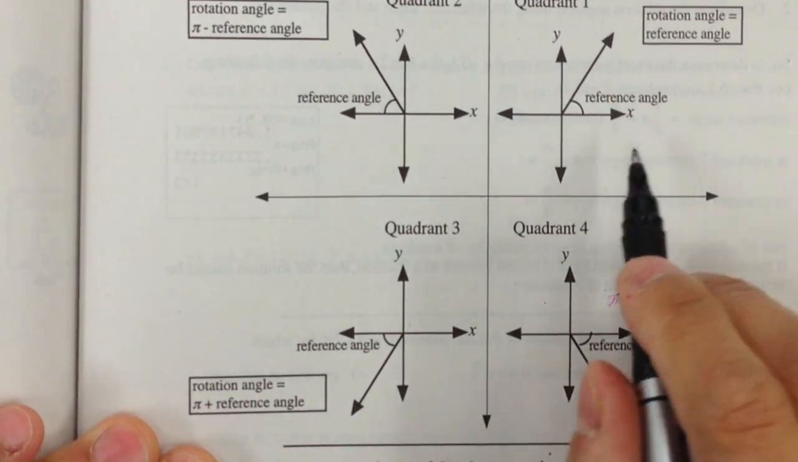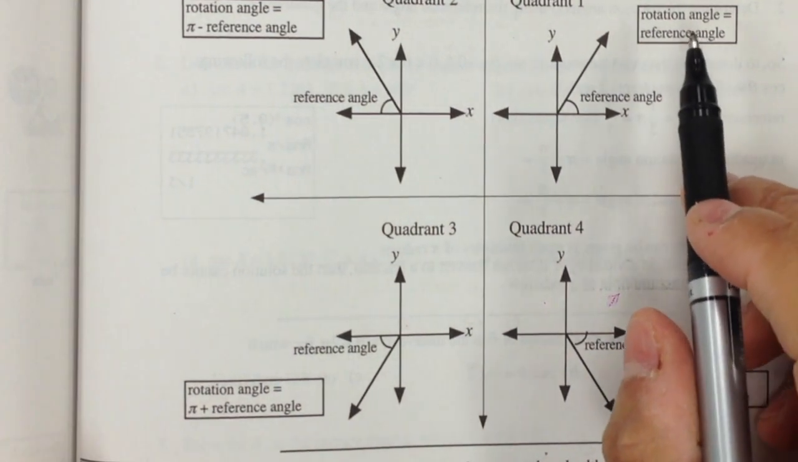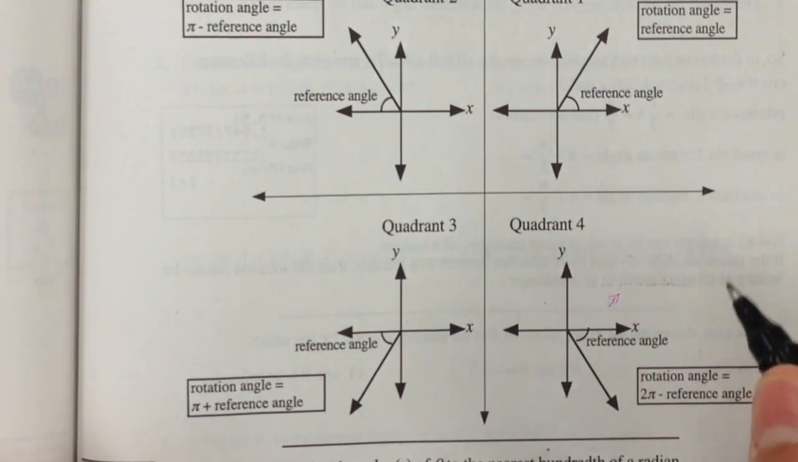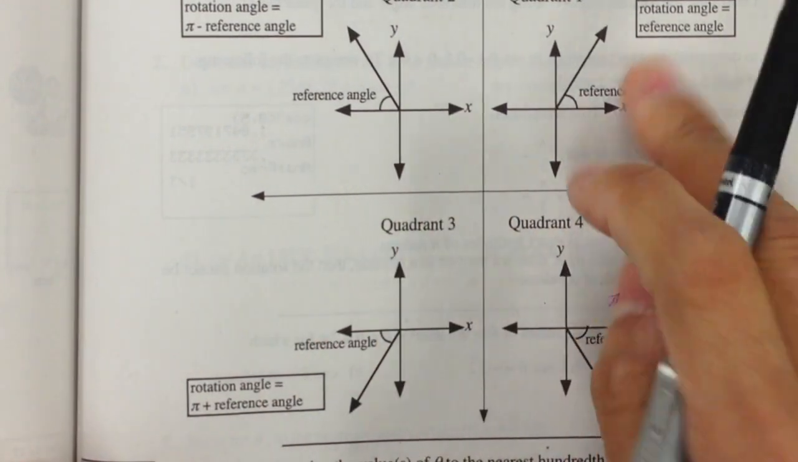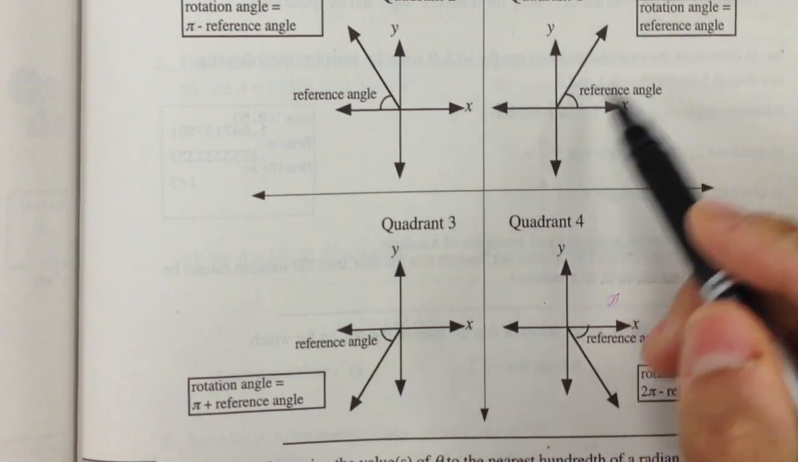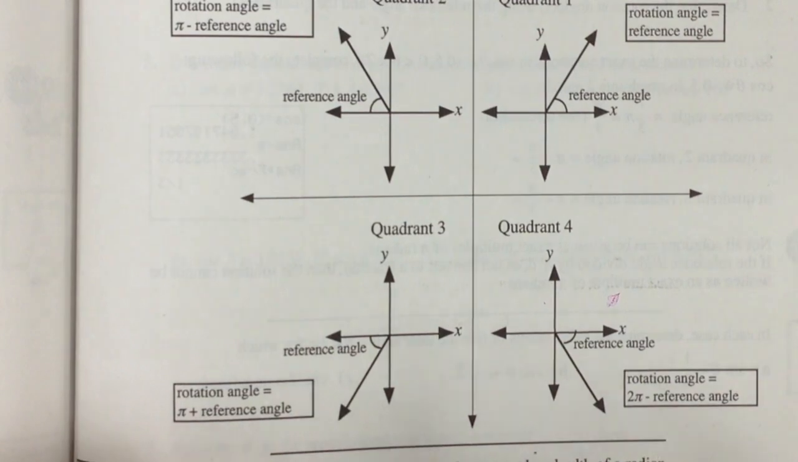All right, so if you remember the chart that we did in lesson 2, it looks something like this. It's talking about the difference between the rotation angles and the reference angles, and how you actually find the reference angles from the rotation angle.